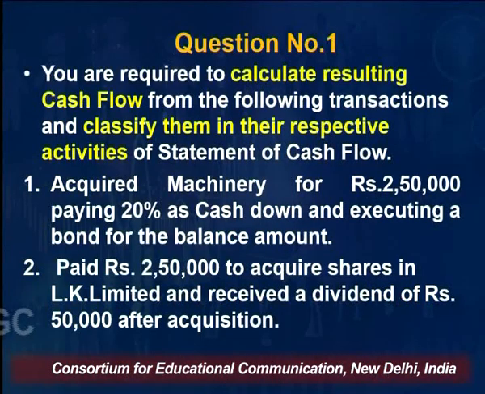Another transaction is that you have paid rupees 2,50,000 to acquire shares in a company called LK Limited, and you received a dividend of rupees 50,000 after acquisition. So the company has paid 2,50,000 to acquire shares. Which activity? You need to think. And then there is a receipt of dividend of rupees 50,000 after acquisition. So inflow and outflow both are involved in this transaction.